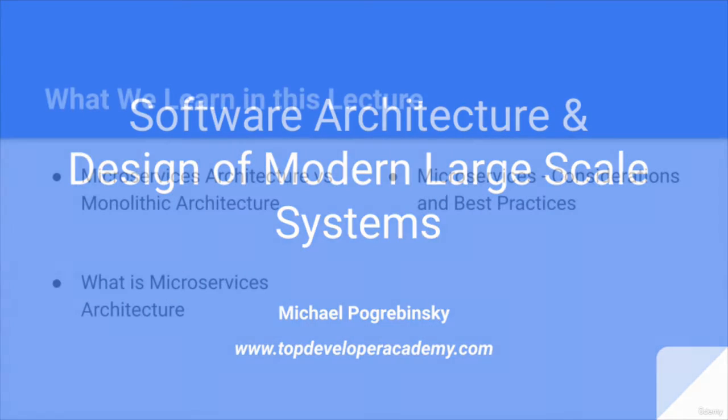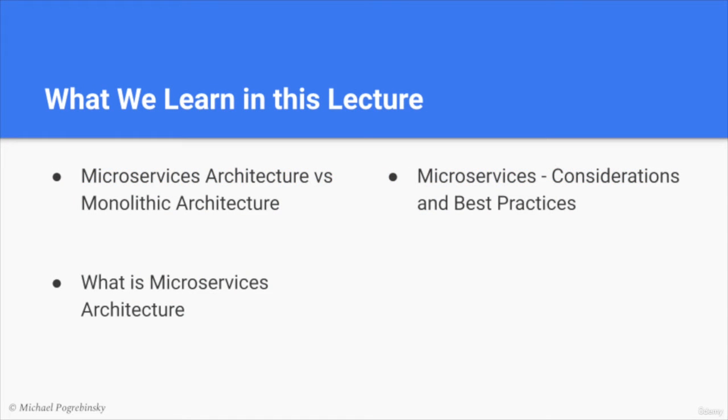Welcome back. In this lecture, we're going to learn about another very popular architectural pattern, which is called Microservices Architecture. We will start with the motivation for using this architectural pattern by comparing it to the monolithic three-tier architecture pattern, which we learned in a previous lecture. And later, we will talk about the advantages, best practices, and challenges that come with this architectural pattern.